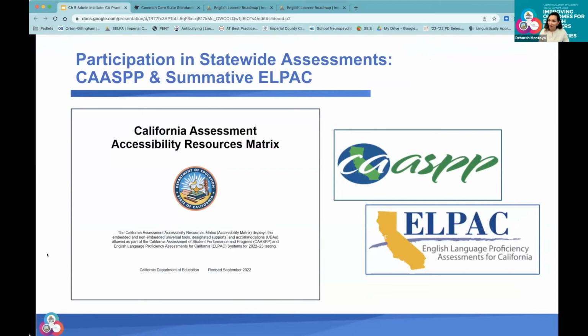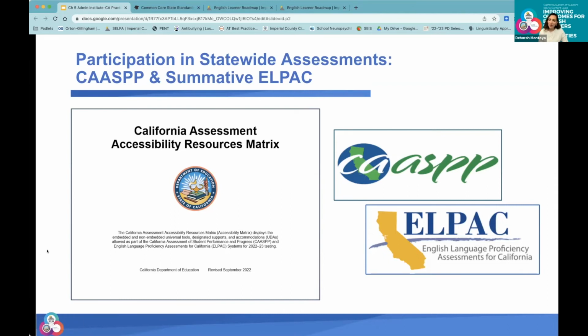So, where do we start when we think about access and equity and accommodations and our supports for students with disabilities, both during everyday instruction and during assessment? The new California Assessment Accessibility Resource Matrix, this is the newest version. The newest iteration just came out maybe a few weeks ago. There are some additional accommodations in relation to the LPAC and the alternate. So, you definitely want the newest resource, and it is linked into the presentation slides as well as the Padlet.